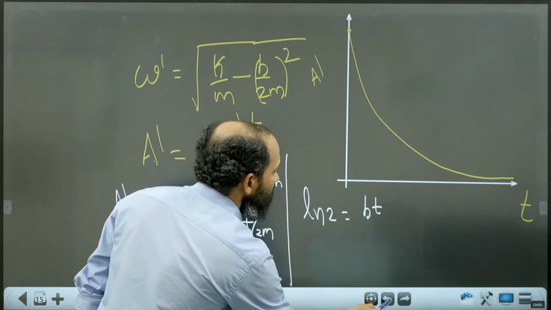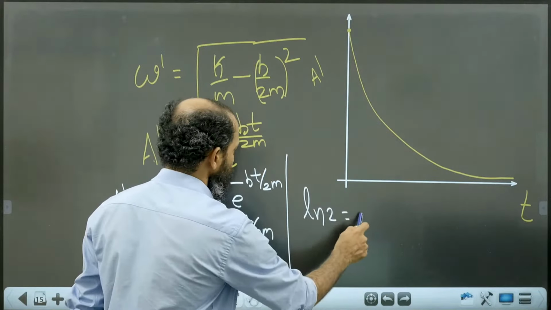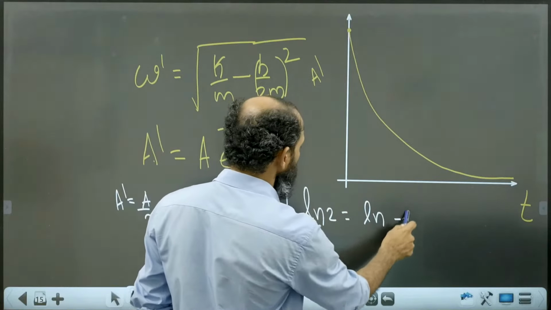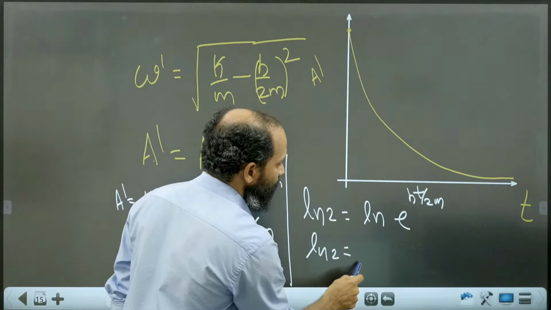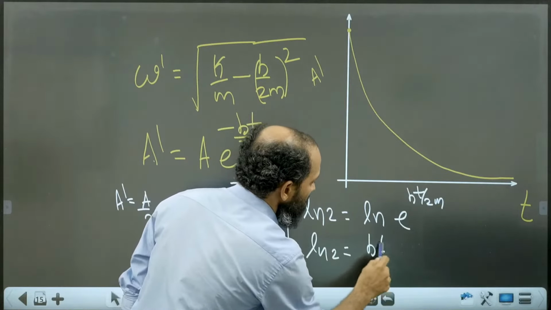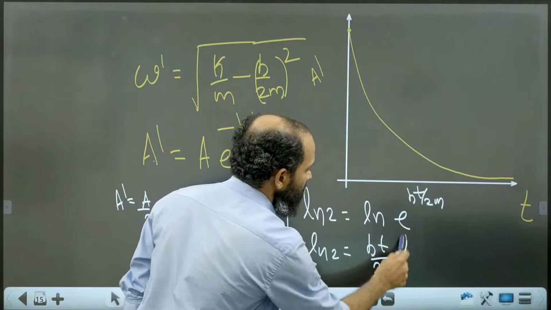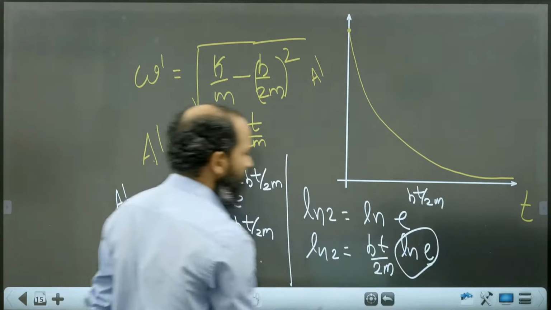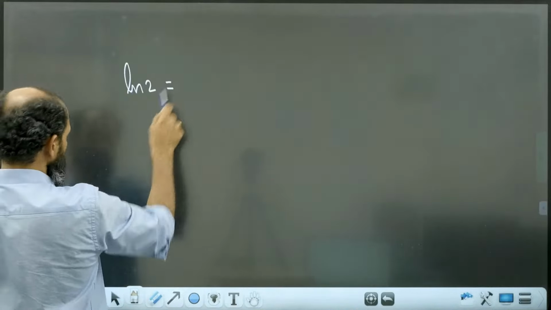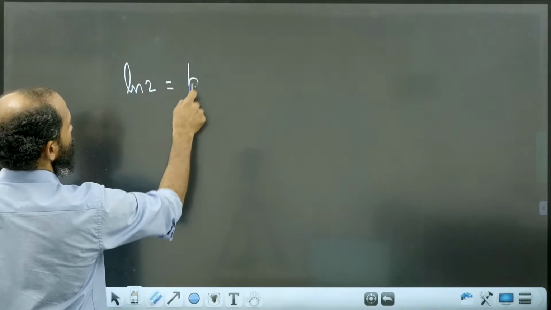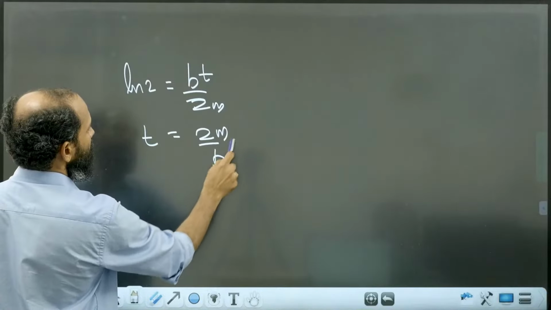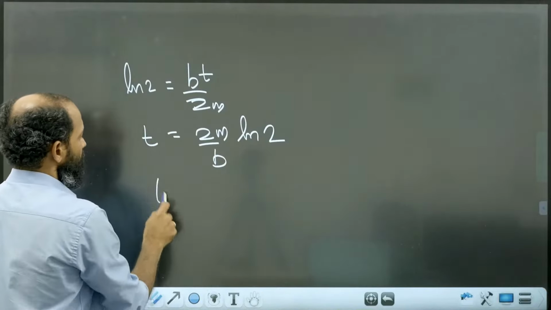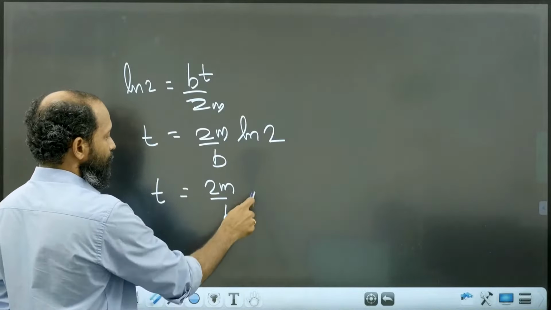Okay, let me write the full steps. Some of you may not follow. So taking logarithm on both sides, log of e raised to bt by 2m. So log 2 equal to, this can be taken out as the coefficient, bt by 2m into log e. This log e value is 1, that I wrote before. That is, log 2 is equal to bt divided by 2m. So what is t? t equal to 2m by b into log 2.